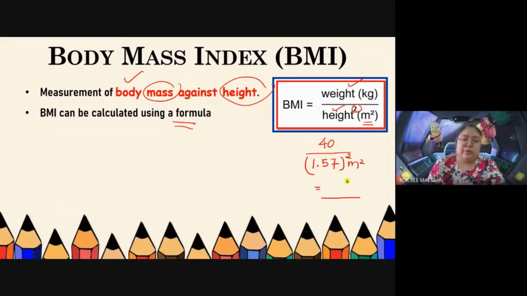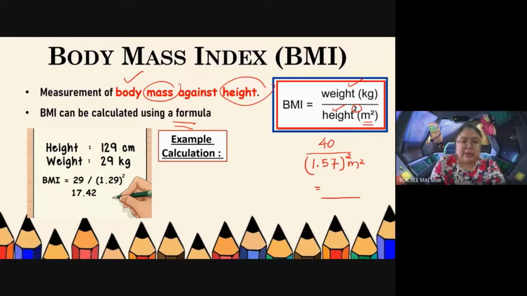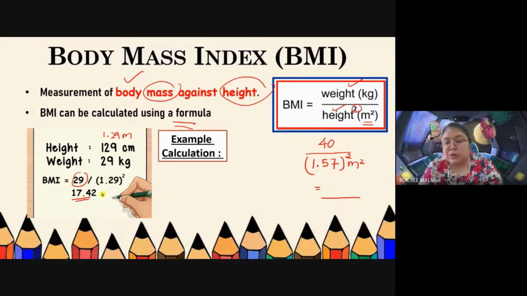So from here we have an example. Height is 1.29 meter, weight is 29 kg. So I take 29 over 1.29 squared, and I get 17.42. After you get 17.42, now you need to refer to the table. Refer to the table to see whether you are overweight, underweight or obese. So the formula must be remembered, and after that, the table also needs to be remembered.